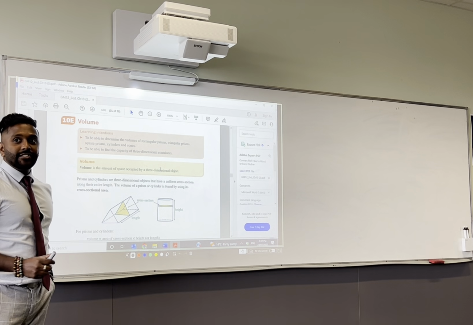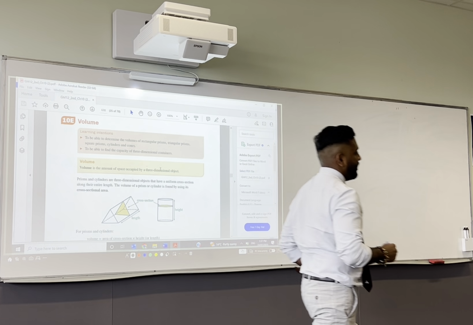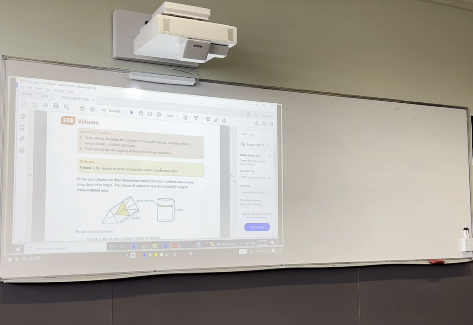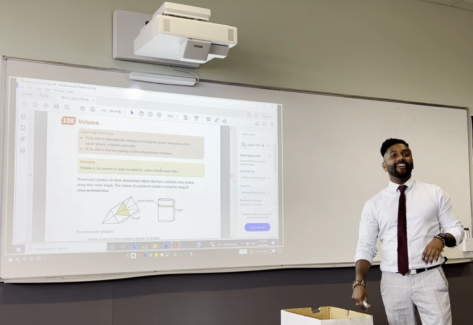So basically, volume, I'll simply put it, is just any repeated shape multiplied by the length of it. So what particular shape is this, Billy? This shape here, this one here. Yeah, rectangular prism. Well done, good stuff.